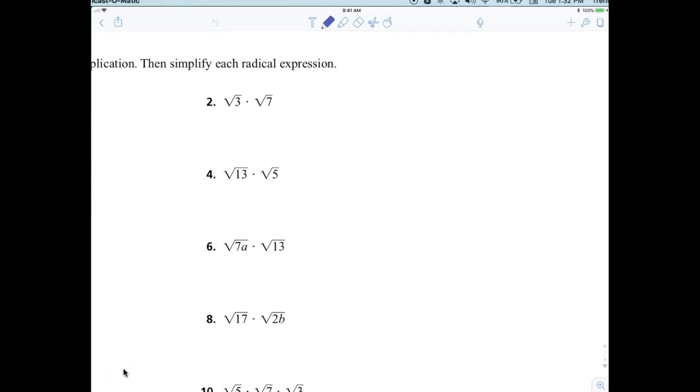Question number 2. Square root of 3 times square root of 7 is? Square root of 21. Really? That is difficult.